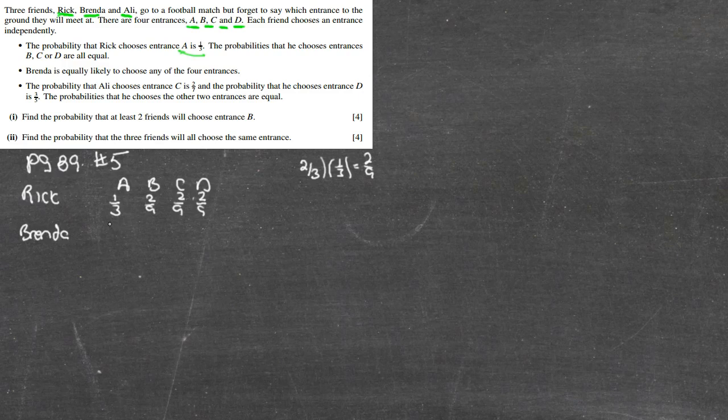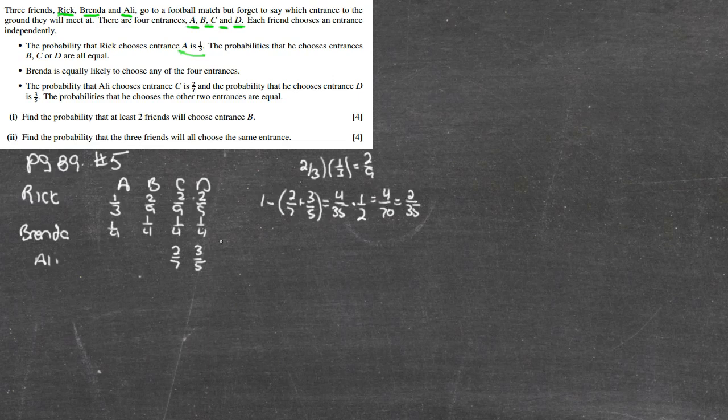Now let's look at Brenda. Brenda's a little bit easier. She's got 4 entrances, and they're all the same probability, so that means it's 1/4, 1/4, 1/4, and 1/4. Ali, well, Ali's got C at 2/7, and D at 3/5. So if we add those together, and then subtract that from 1, we'll find out that we have 4/35 left over. And then we've got 2, so we divide it by 2 or multiply by 1/2. That's 4/70ths or 2/35 for A and B. So now we got the probabilities for all different gates.